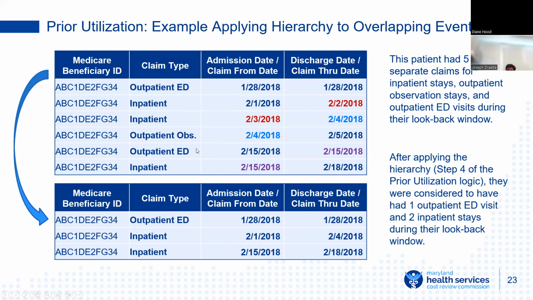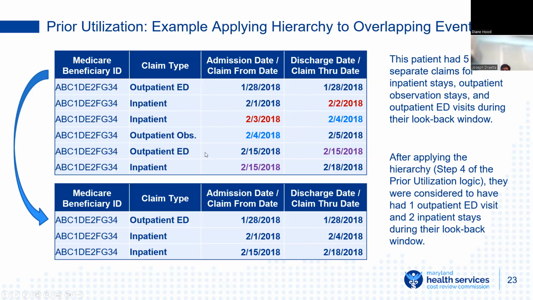So in this example, for instance, we first combine these 2 inpatient stays here, the second and third rows, because the admission date for the second was only within 1 day of the previous one. So now we have 1 inpatient stay with an admission date from February 1st and a discharge date from February 4th. Okay, and then this outpatient ED at the top didn't overlap with anything, so that stays.